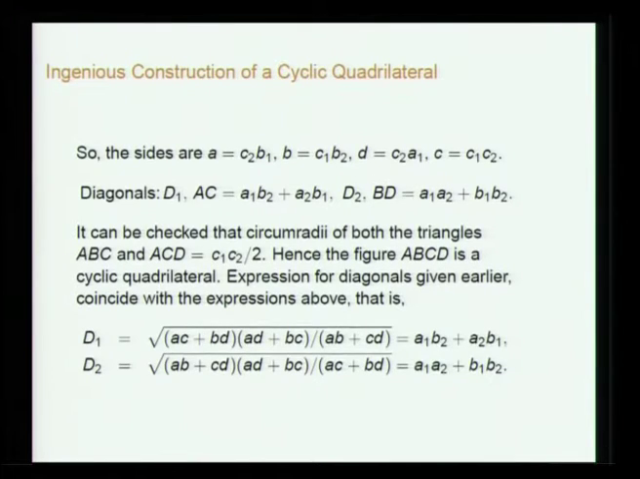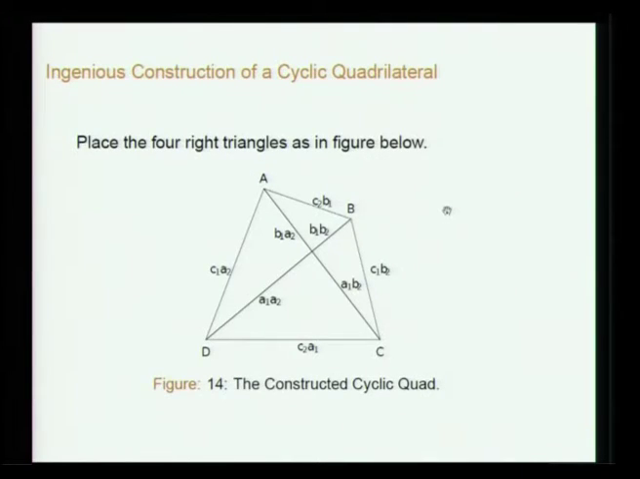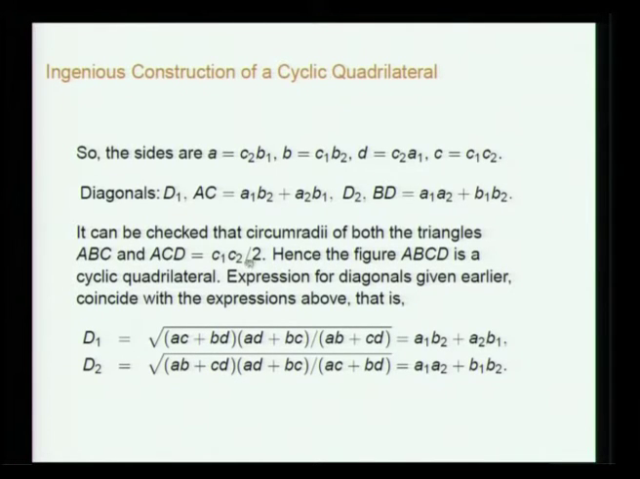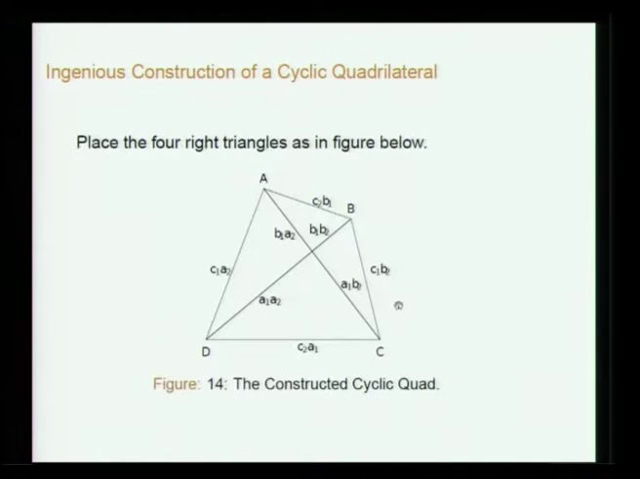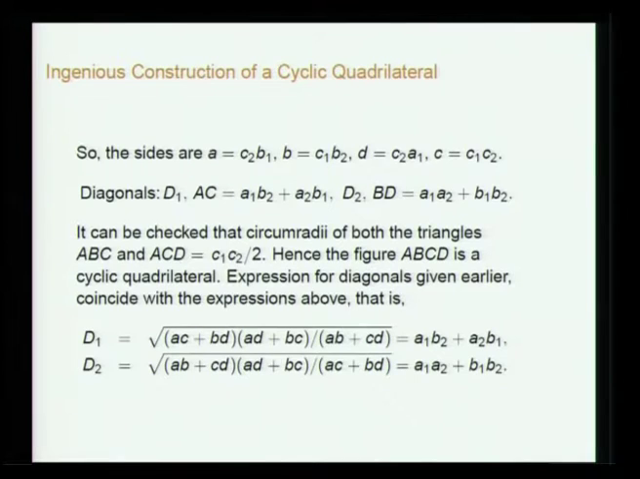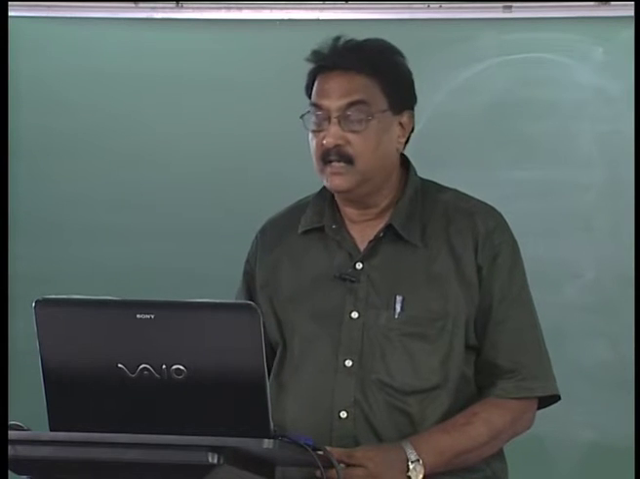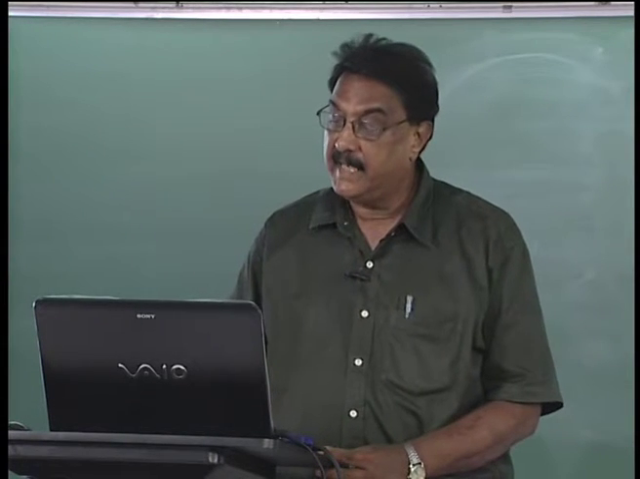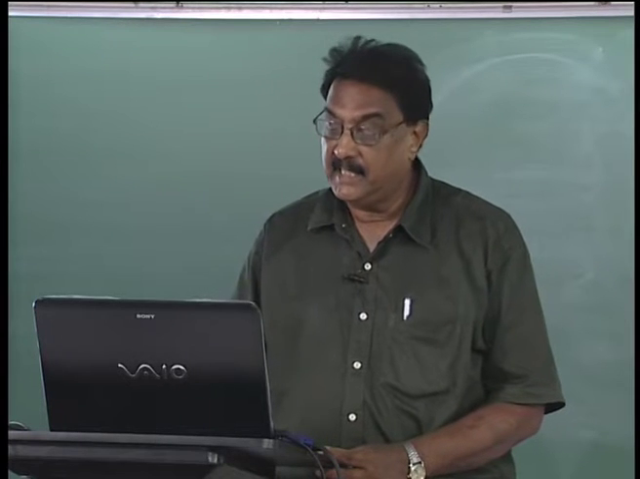So, here the sides are, as I have mentioned, C2 B1, C1 B2, and the other sides are C2 A1, C1 A2, and the diagonals will be A1 B2 plus A2 B1. So, this particular construction will give the parts of the diagonal also, and it can be checked that the circumradii of both the triangles ABC and ABD are C1 C2 divided by 2. So, that means because if it is a cyclic quadrilateral, then the circumradius of the two triangles which are involved should be equal. So, that is guaranteed. So, the figure is indeed a cyclic quadrilateral.